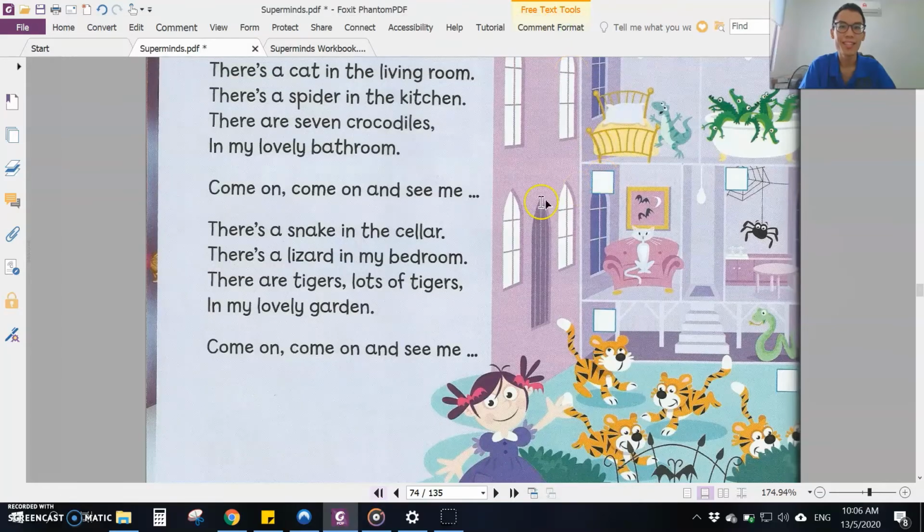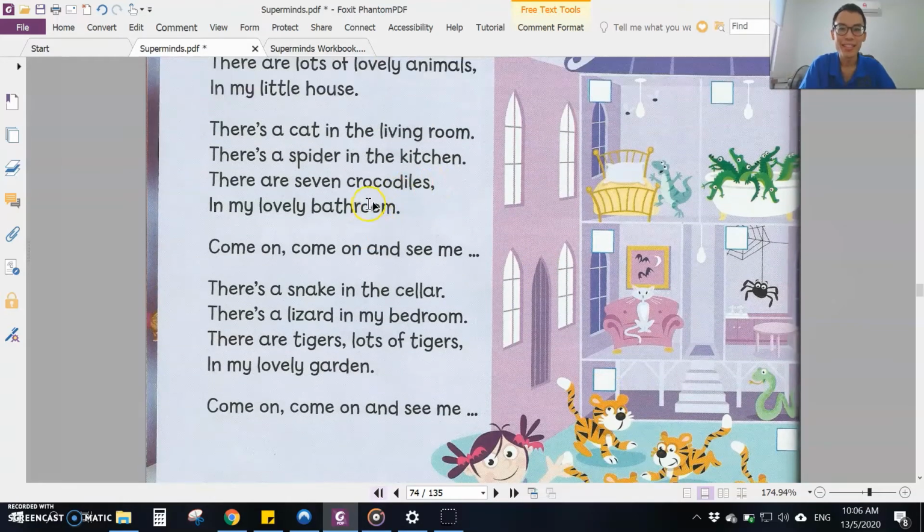Alright, okay, did you get all the numbers? You can look at the lyrics here. There's a cat in the living room, so the cat should be number 1. There's a spider in the kitchen, so spider over here, number 2. There are 7 crocodiles, so crocodiles over here, number 3.